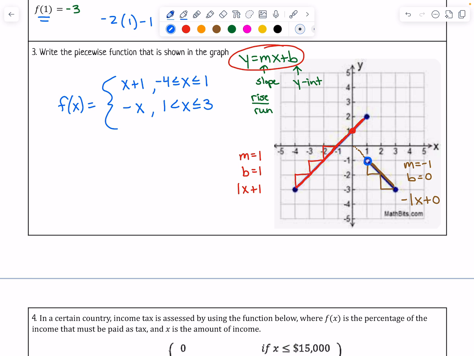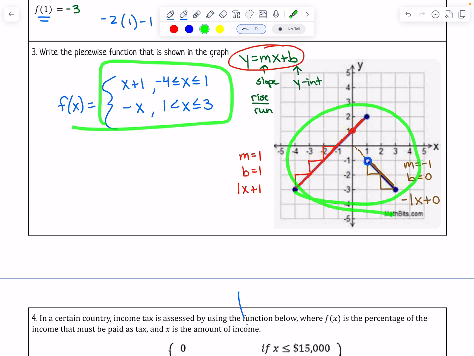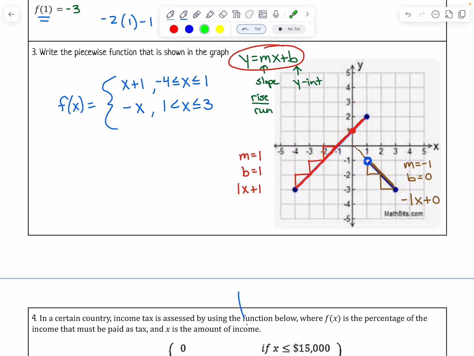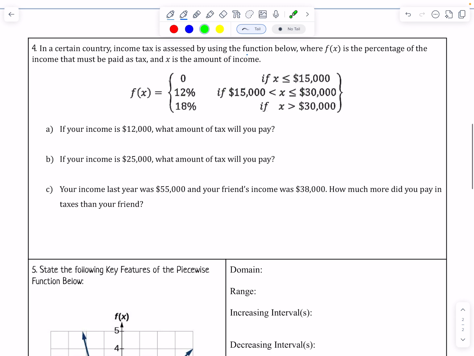And you can type that in Desmos and check and make sure that when you type this in, it does look like what's on this graph. So there's a great way you could check your work with Desmos. So let's look at the back page.